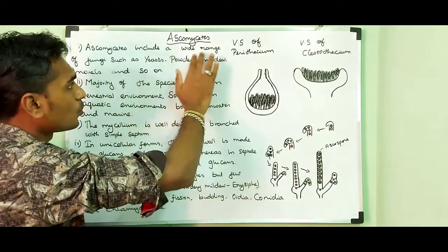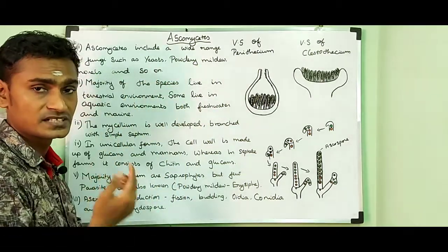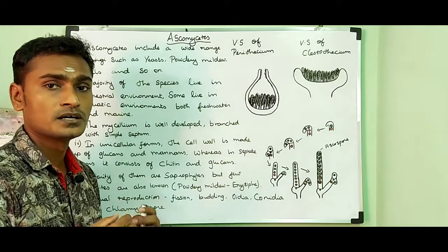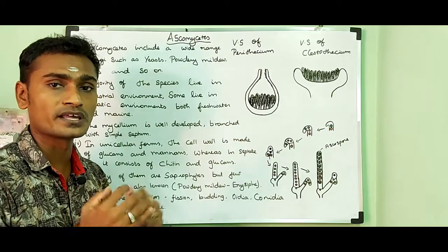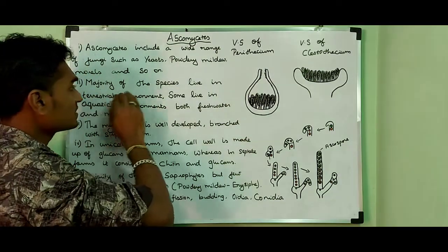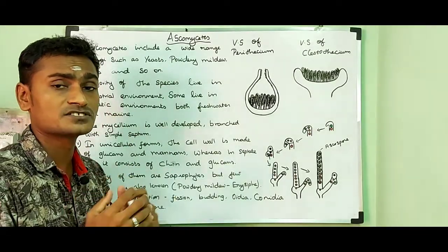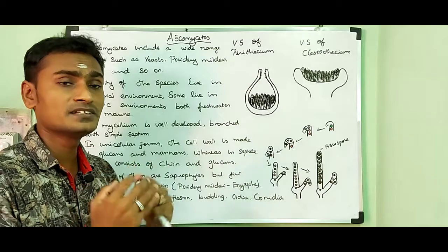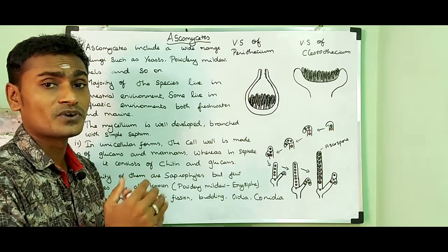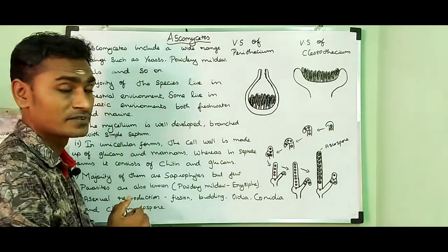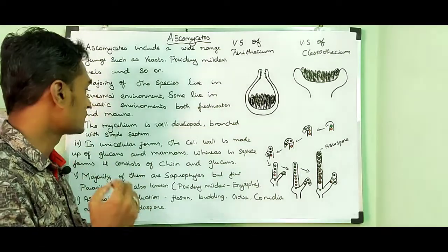Ascomycetes include a wide range of fungi such as yeast, powdery mildew, morels, Penicillium, Aspergillus, Polystigma, Morchella and so on. So the class Ascomycetes includes a wide variety of fungi. The majority of the species live in terrestrial environments. They are land dwellers. But some of the fungi can live in aquatic environments, in freshwater and marine water ecosystems.